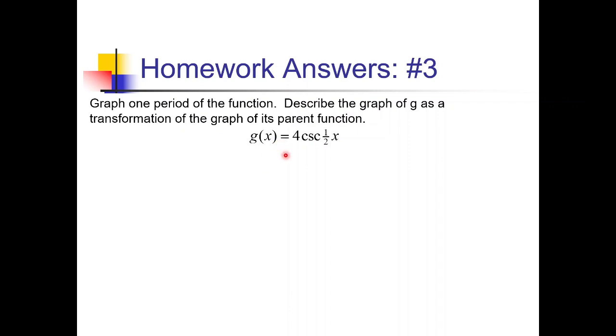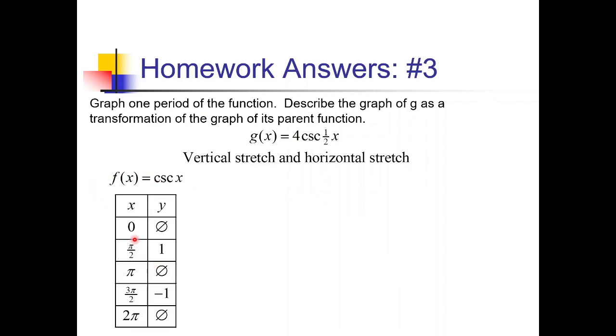Let's go ahead now and graph 4 cosecant of 1/2 x. For transformations, the 4 out here is giving us a vertical stretch. The 1/2 inside is also giving us a stretch, but horizontally. And now for the parent table, we're going from 0 to 2 pi with all the points in between there.